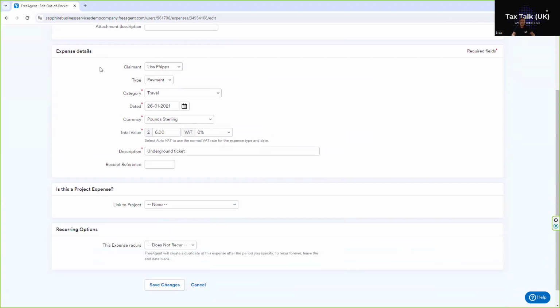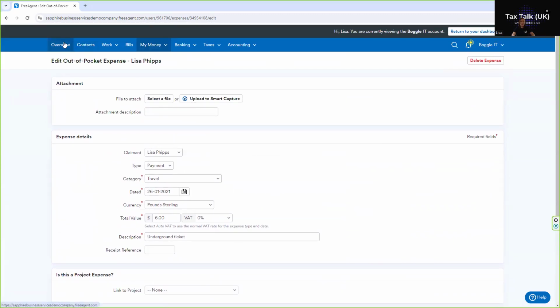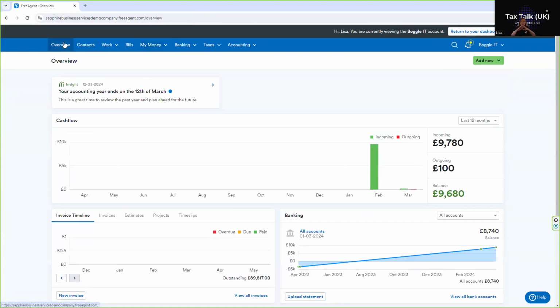You can see here, by entering those expense details, we have categorized it, we've said what it was incurred for, how much it was, and what VAT. By entering that expense, it will include the expenditure in your profit and loss. If you're VAT registered and there's any VAT to reclaim, that will also be included.